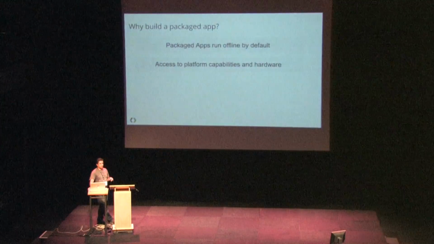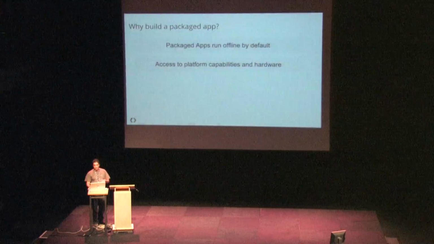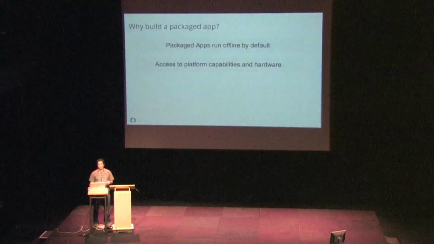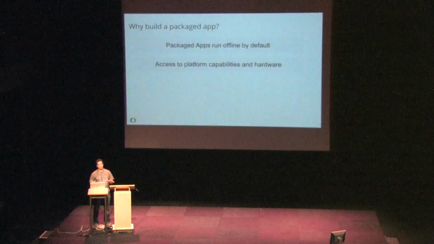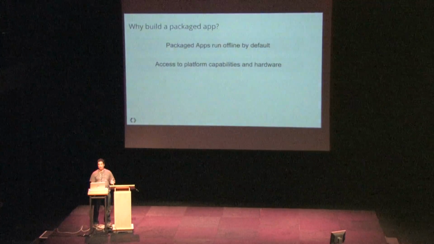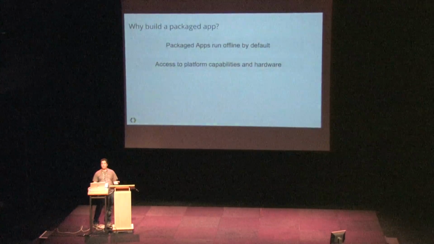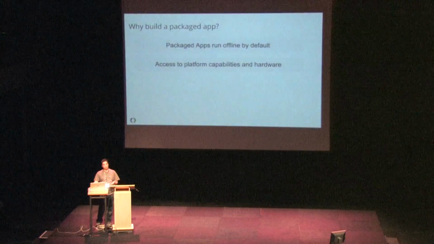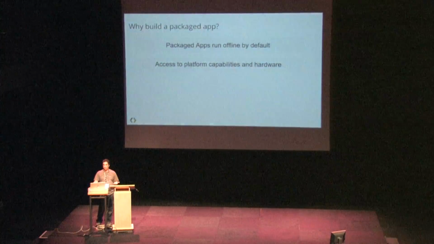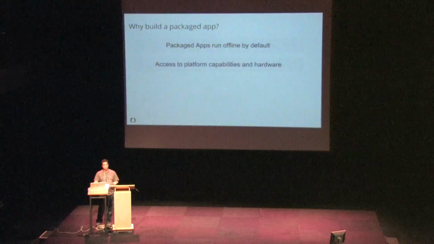They also give you access to the platform capabilities and the hardware. So our philosophy with Chrome apps is to leverage HTML5 and its APIs wherever possible. And when an API is not provided by the native platform, we build one. So for example, we've implemented APIs for things like USB access and Bluetooth.